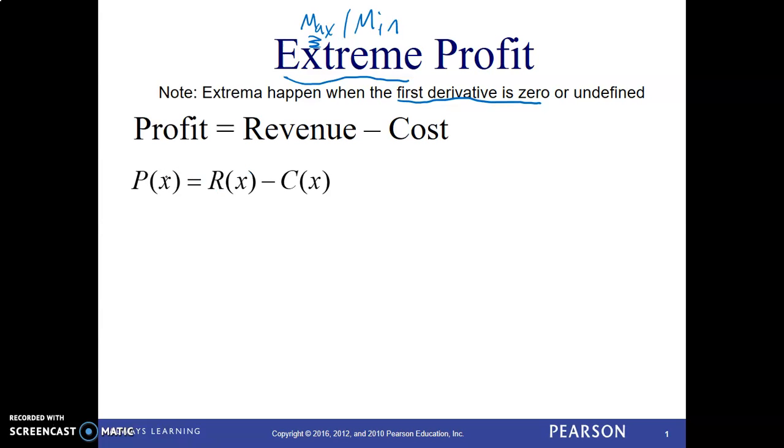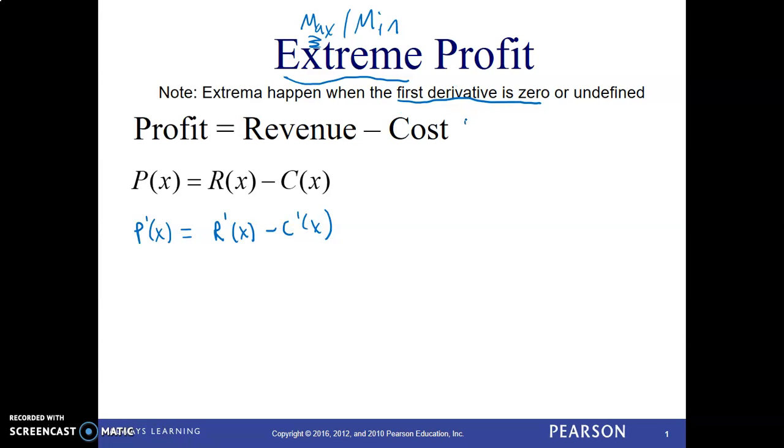So I know that profit is equal to revenue, take away costs. So I want to know when the first derivative of profit is 0 or undefined. That's the possibilities for where I could have a maximum or a minimum profit. So I'm going to take the derivative of P, which would be P prime of x, and then I'm going to take the derivative of R and C. So R prime of x minus C prime of x. So the rate of change of the profit is equal to the rate of change of the revenue minus the rate of change of the cost.